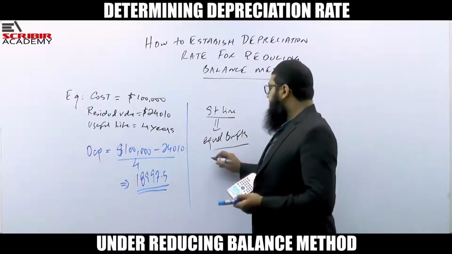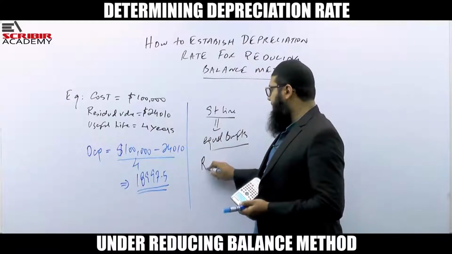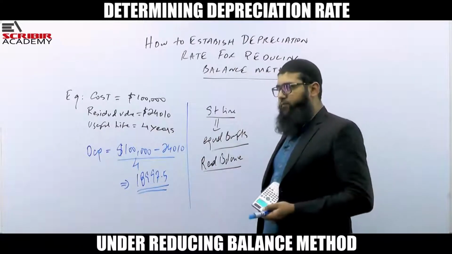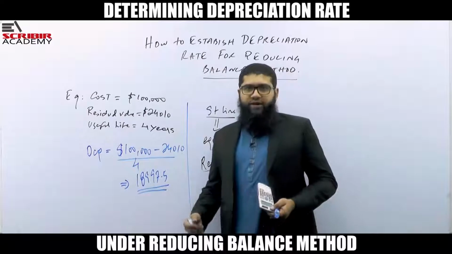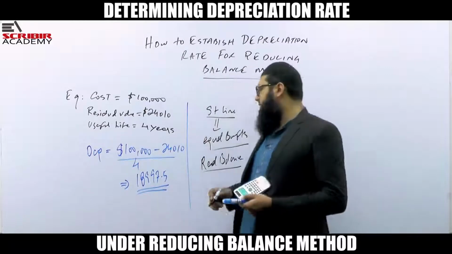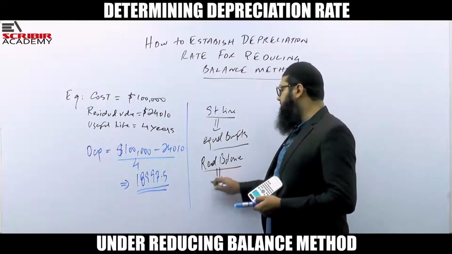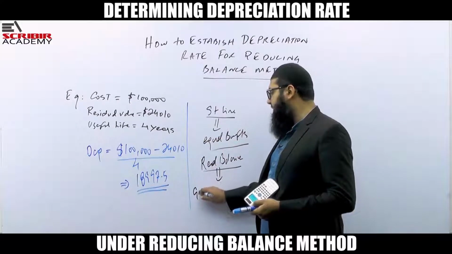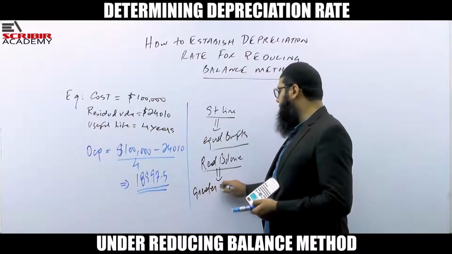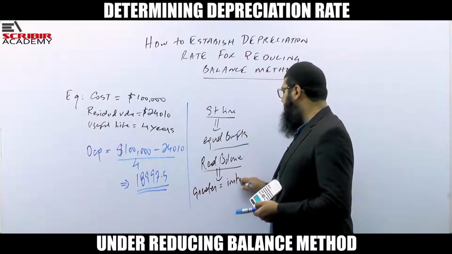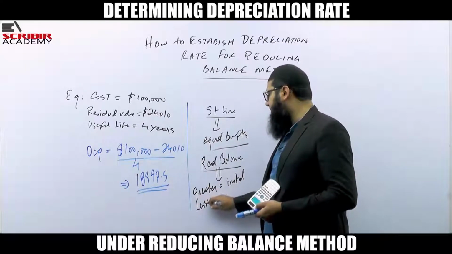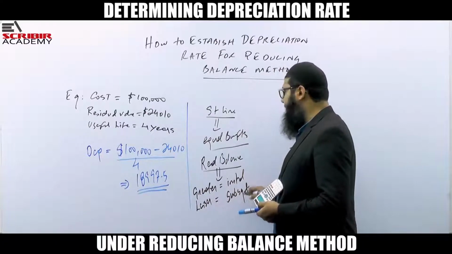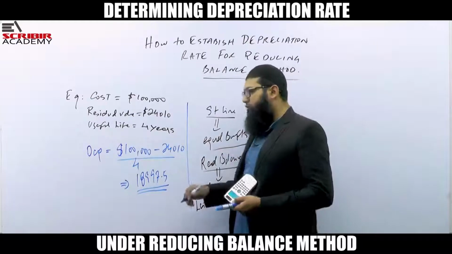Now, the question that arises is, when do we use the reducing balance method? We use the reducing balance method when we consider that the asset would give greater benefit in the initial years and lesser benefits in the subsequent years. So we use the reducing balance method.